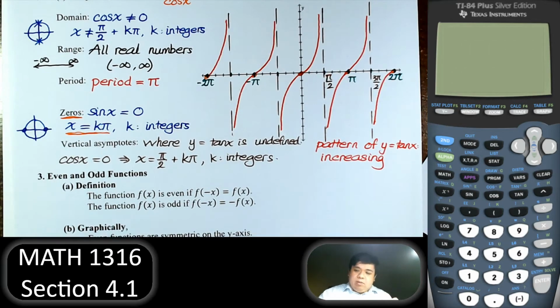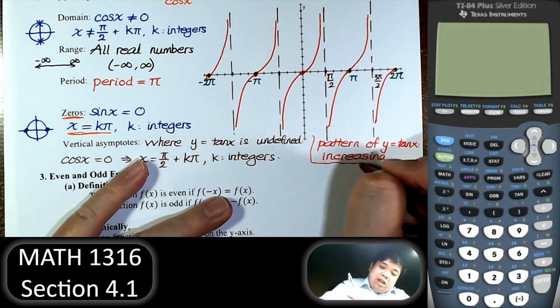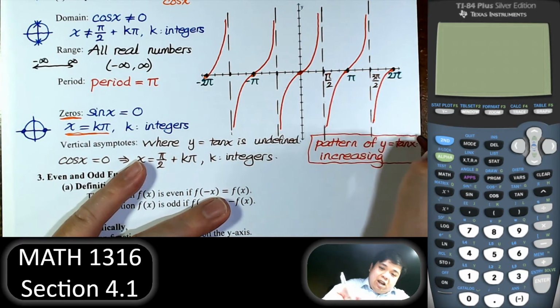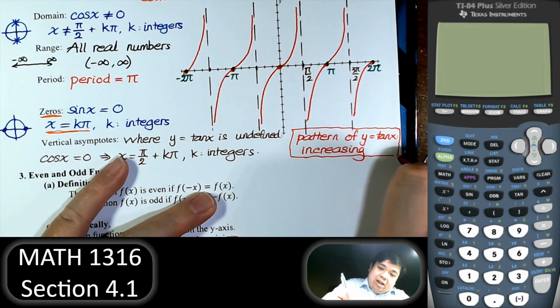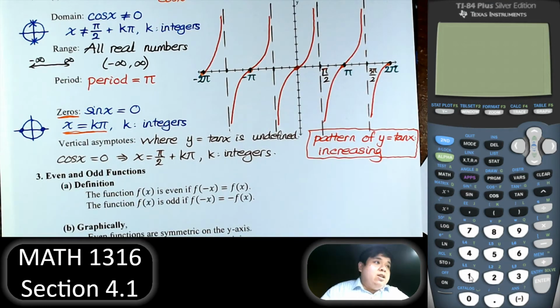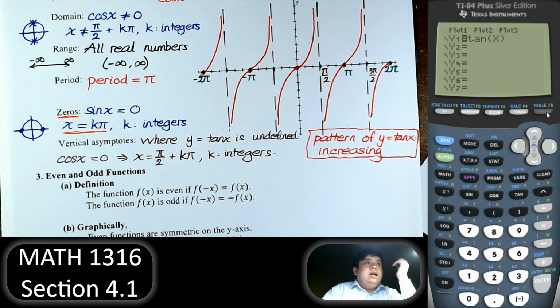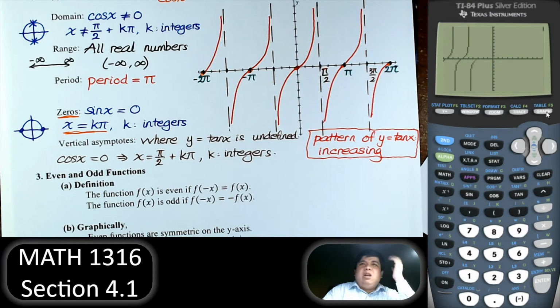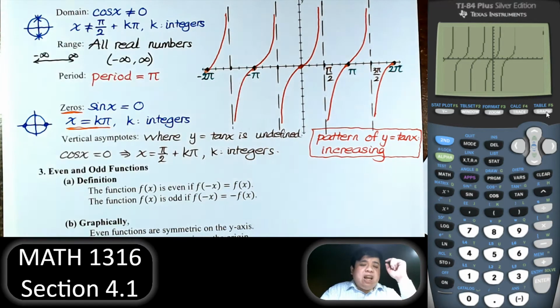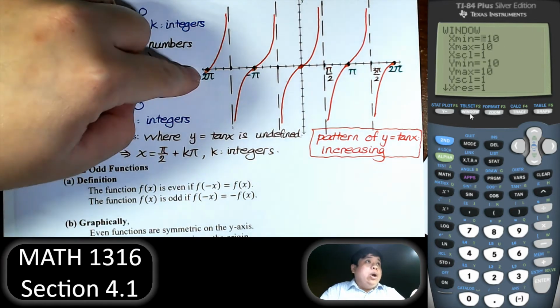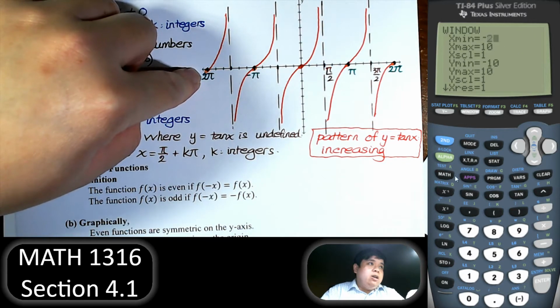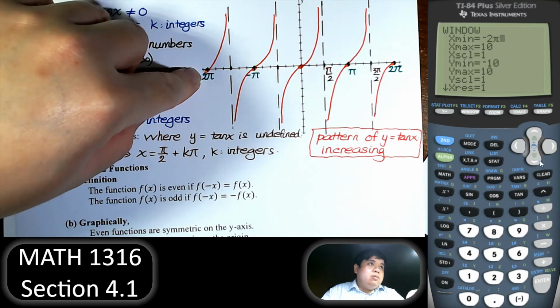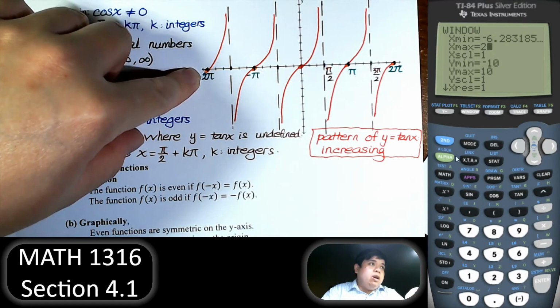Right. So each one of them has distinct characteristics: sine, cosine, and then tangent. Now if you want to graph tangent, and then of course it looks like that. Now if you want it to look exactly like this, we have to change the window. Hit window, we only go from negative 2 pi to 2 pi.